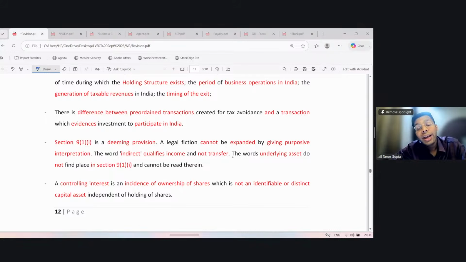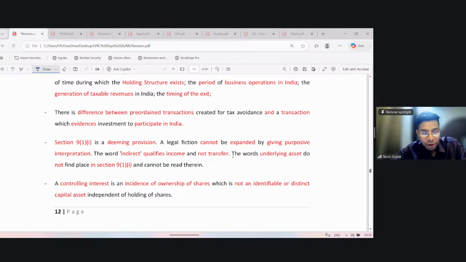The argument was that the underlying asset has been sold, and the sale of such underlying asset can be taxed in India. This line of argument was rejected because the Supreme Court said that Section 9(1)(i) is a deeming provision, a legal fiction, and a legal fiction cannot be expanded. So if it says only assets situated in India, it means assets situated in India. It cannot be the indirect transfer or the underlying asset.